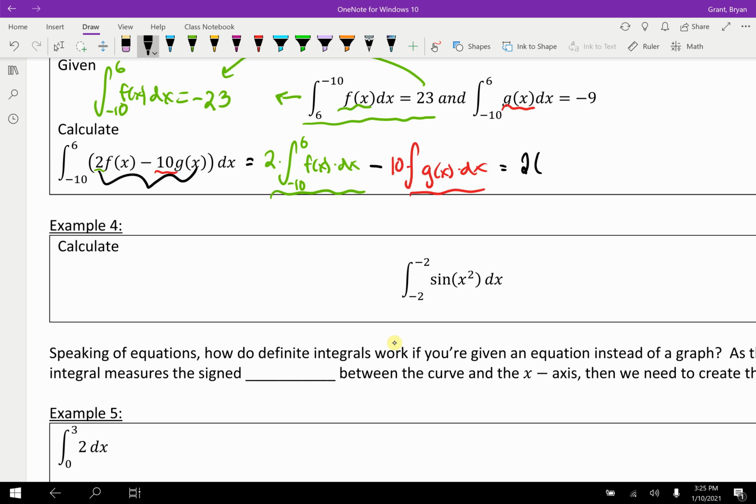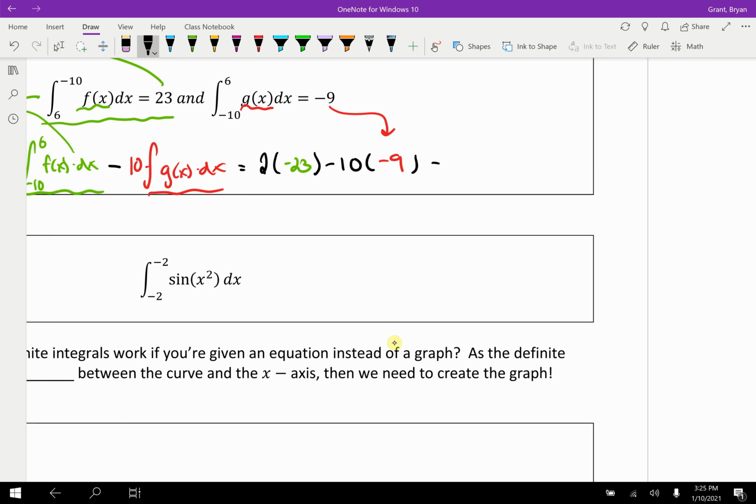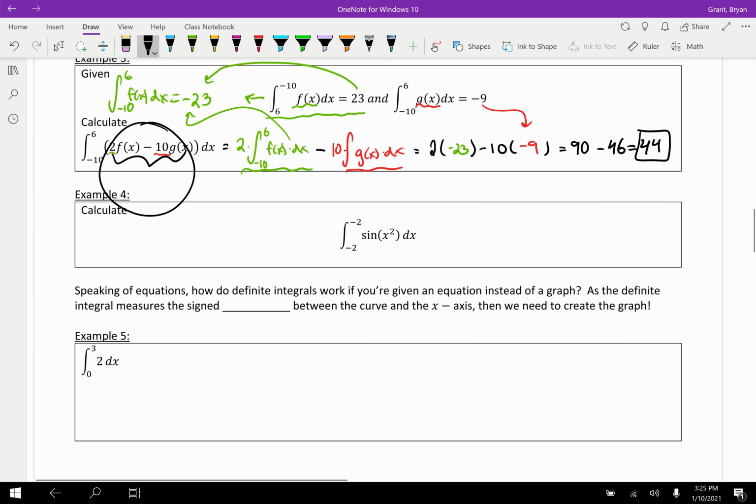This becomes 2 times something minus 10 times something. And the somethings are, of course, given here. From negative 10 to 6 is negative 23, and from negative 10 to 6 of g of x is negative 9. I am then looking at 90 minus 46, which to me looks like 44. Great. The total area on this supergraph over here is 44 from negative 10 to 6.